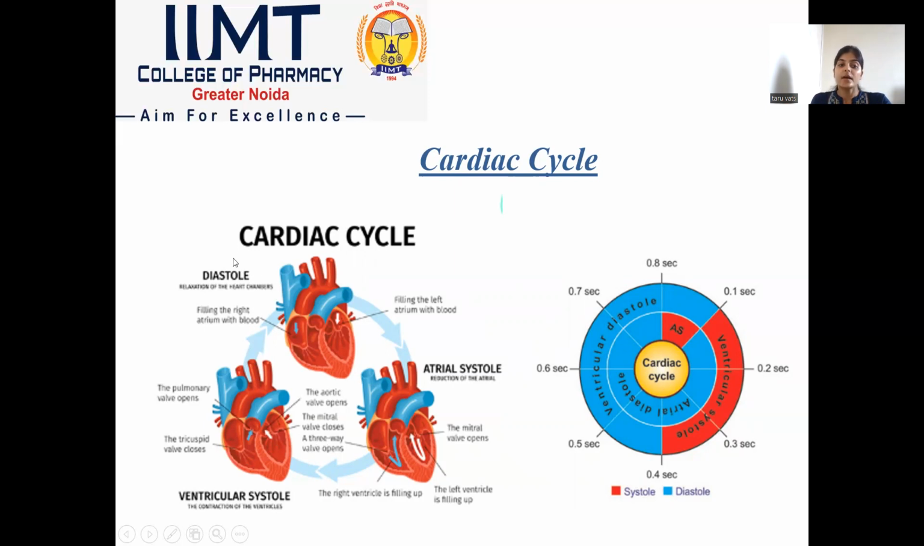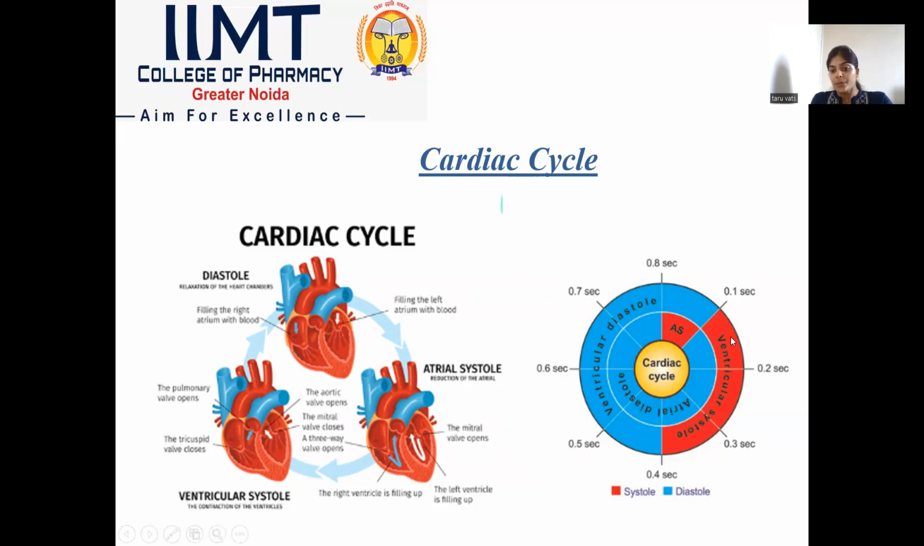Now, the third phase is diastole. So, diastole at this time means relaxation of the heart. It means no blood circulation occurs, because as I already mentioned, there is no muscular contraction. At this time, relaxation occurs.